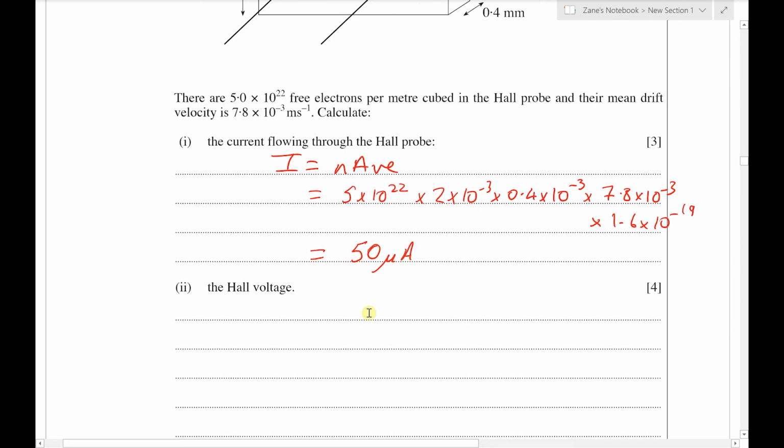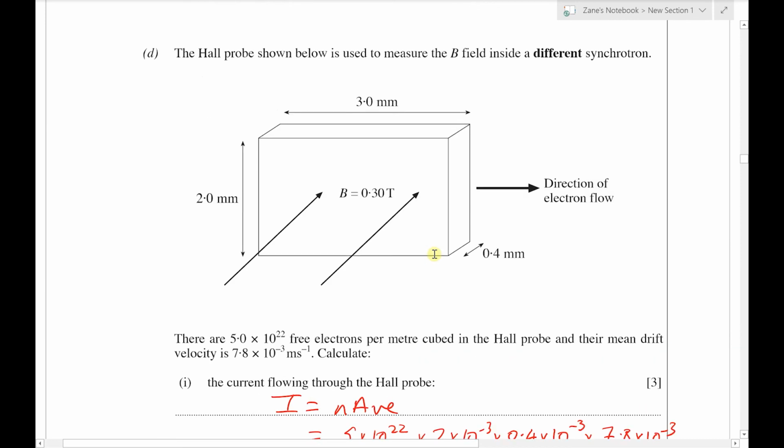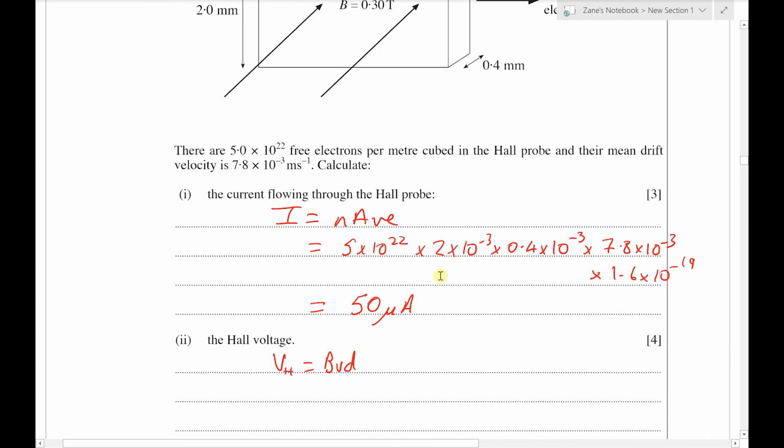To calculate the Hall voltage, we can use this equation. V_H is BvD, and that's not given to you in the data books, but you are actually allowed to use it if you remember it. If you don't remember it, then we can explain this in terms of the fact that when the Hall PD is set up, the electric and magnetic fields balance each other out.